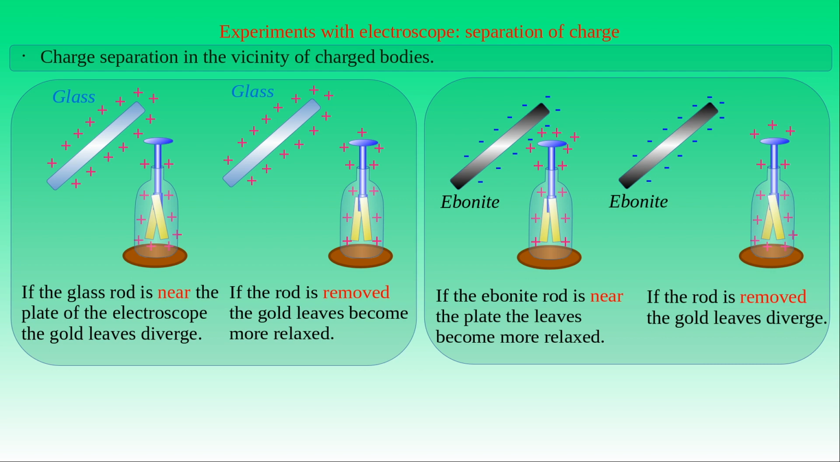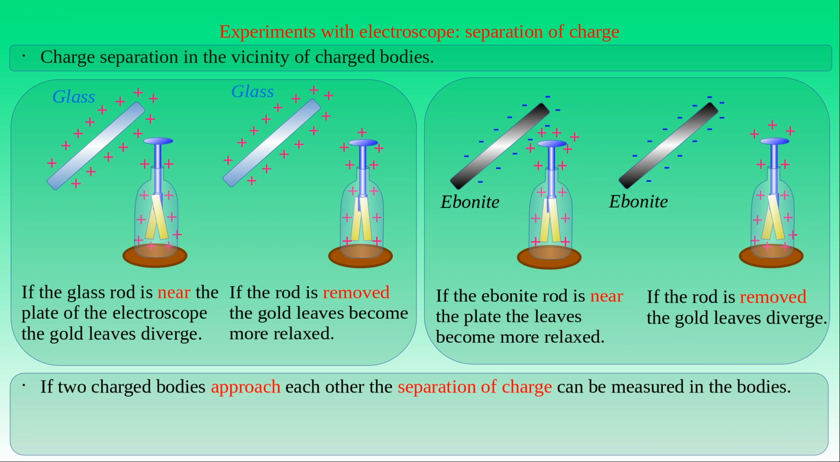The interpretation of these results is the following. If two charged bodies only approach each other, then the charge separation can already be measured in the bodies. In the first experiment the positive charges repel each other in the bar and the electroscope, reducing the surface charge on the plate of the measuring device and increasing it on the gold leaves.